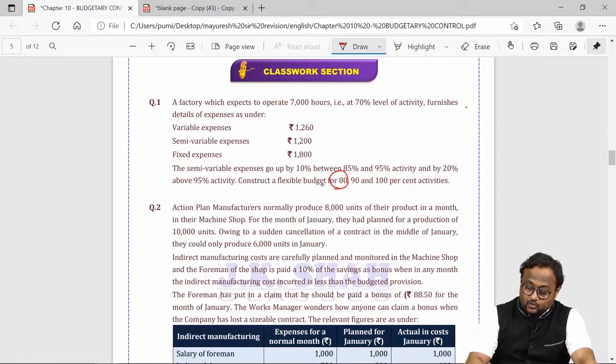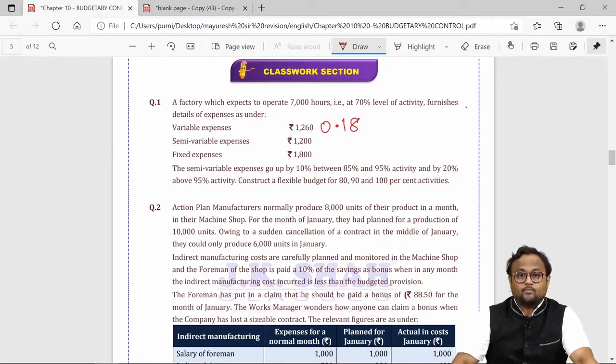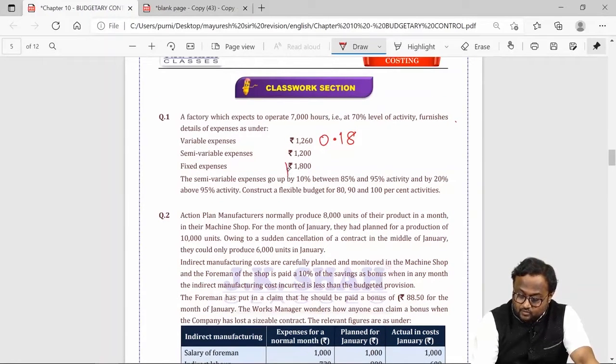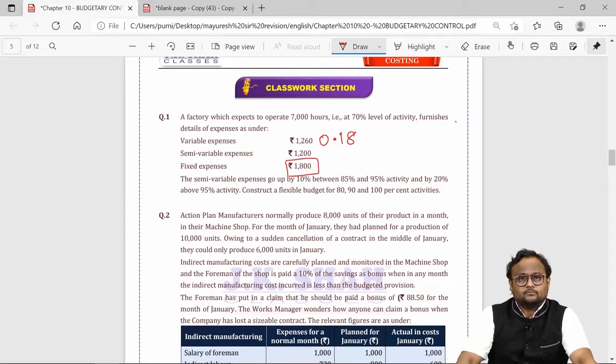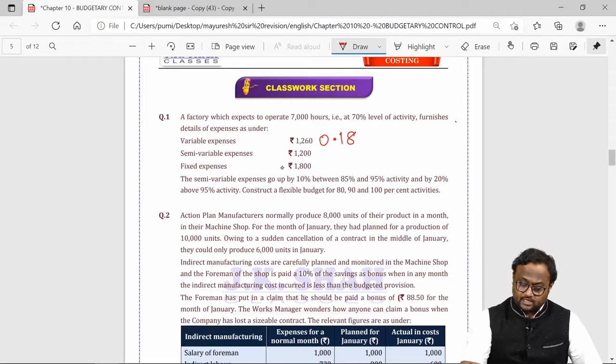You have first the cost structure as variable. So 1,260 you have incurred on 7,000 hours, so it's 0.18 per hour. As far as fixed is concerned, I know there is not going to be any change. It's going to be 1,800. If they had mentioned any change, I would have changed 0.18 in case of variable cost and 1,800 in case of fixed cost. So even that is fine.